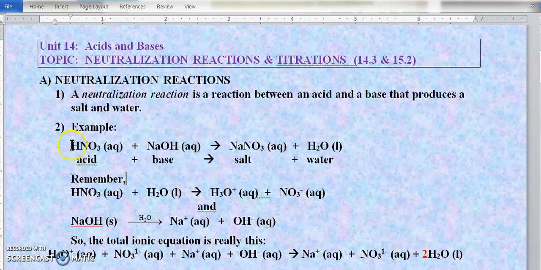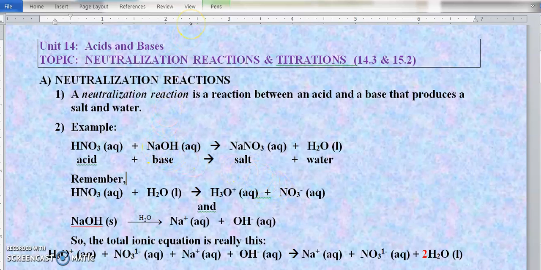So here's an acid, that's nitric acid. You know it's an acid because it starts with H. Here's a base, that's sodium hydroxide. You know it's a base because it ends with OH. Acids start with H, bases end with OH. And when they neutralize each other, you get an ionic compound. Ionic compounds are also called salts, and that's why we say you get a salt and water.